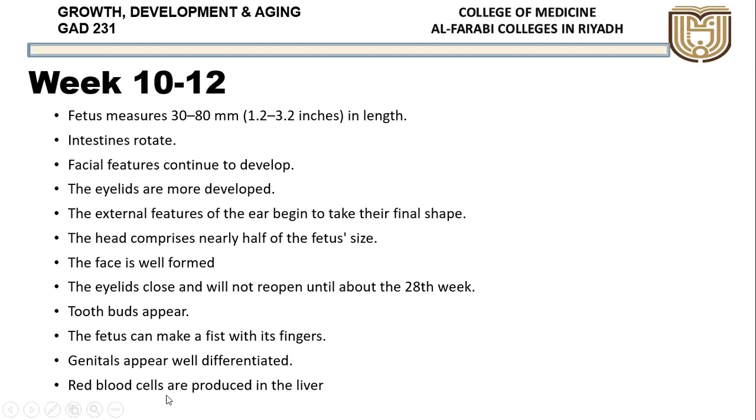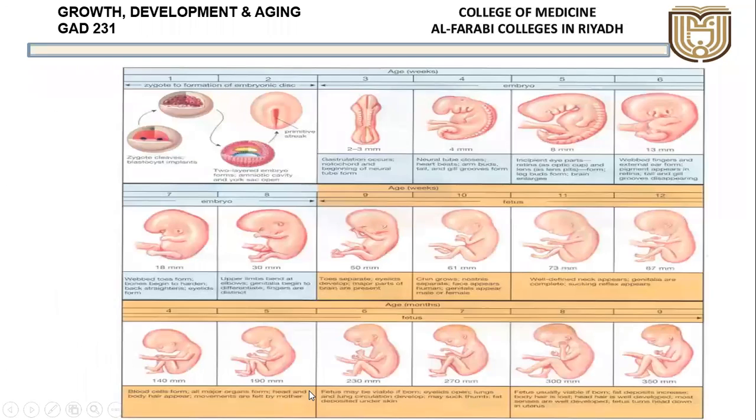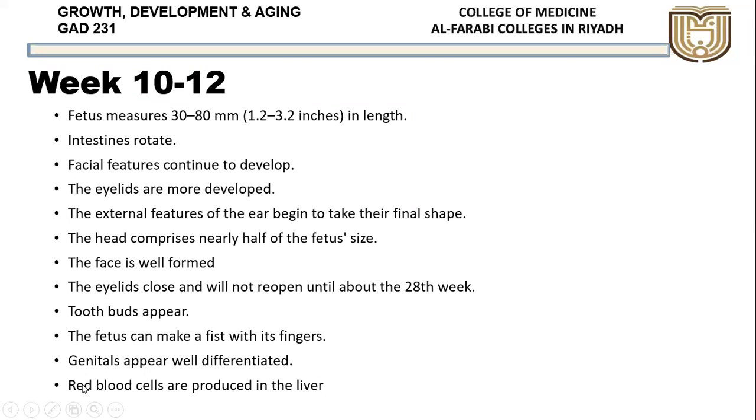Then the red blood cells are produced in the liver. Now the heart starts functioning. Actually, before that there will be formation of the blood cells, so that blood can start flowing. So these are some of the important features which take place from the 10th week to the 12th week. Okay, so you should remember these ranges and the important features which take place during these ranges of weeks.